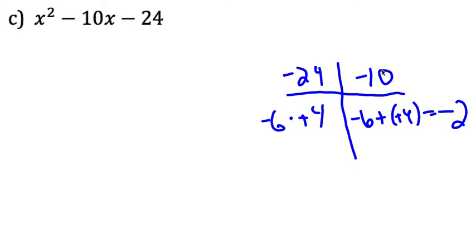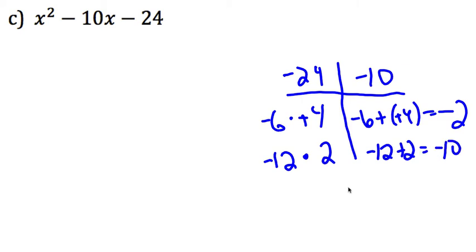There are some like this that are deceiving and they try to trick you, so just make sure that you're careful with your table there. What I'm going to do is, I know my bigger number has to be negative because my middle number is negative. So negative 12 times 2. Negative 12 plus 2, there's my answer, negative 10.